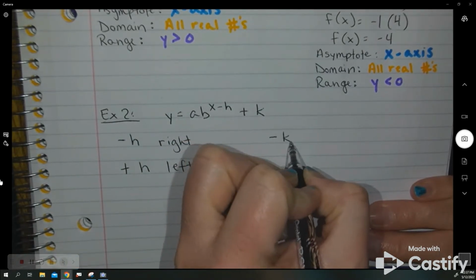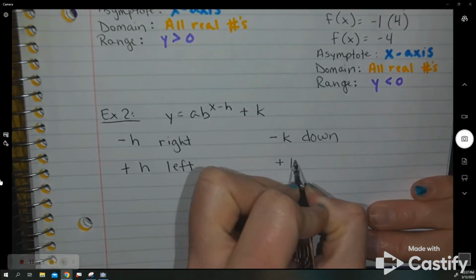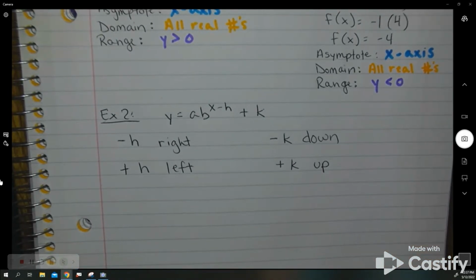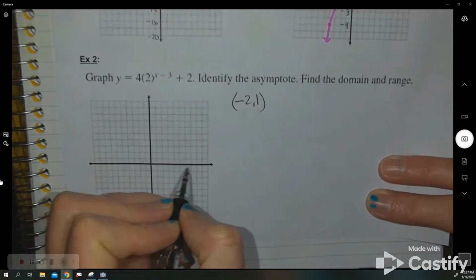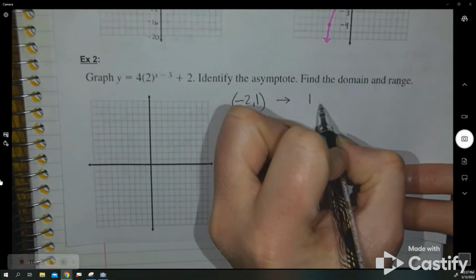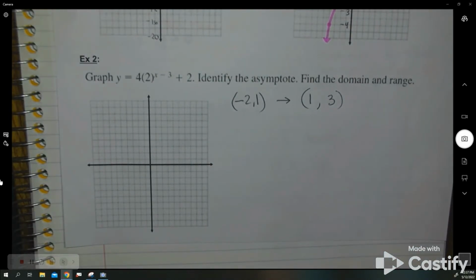And if we have minus k, this one we do what we normally do, we move down, because the original one is positive. And if I have plus k, I'm going to be moving up. So if I picked one of the points off of my original parent function, negative 2, 1, and I'm moving it according to this, I'm moving to the right because of the minus. I'm moving right 3. So 3 spaces to the right from negative 2 becomes positive 1. And 2 spaces up, 1 plus that 2 would be 3. So I have a new point of 1, 3 on my graph.